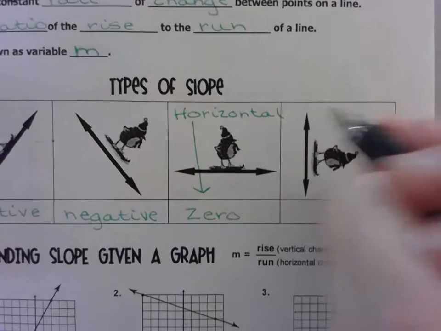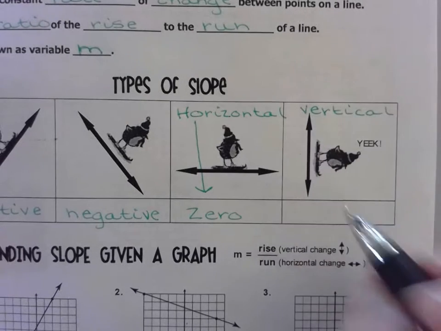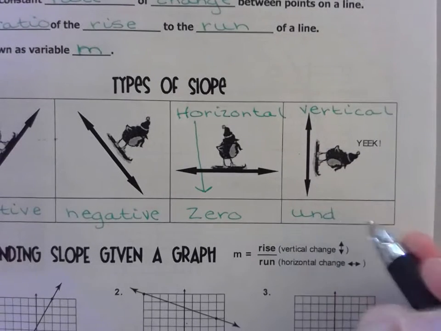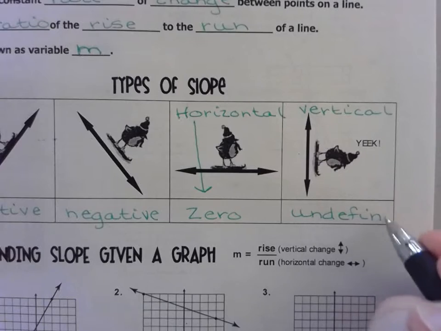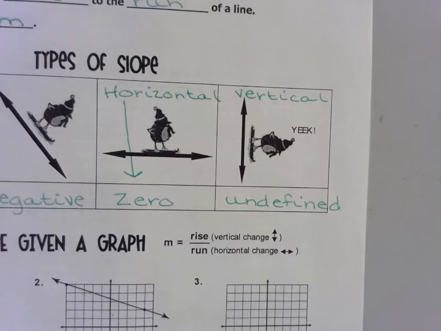The next one is a vertical line, and a vertical line has an undefined slope. The way I remember that is the V in vertical kind of looks like the U in undefined. It's right next to each other in the alphabet. So vertical and undefined look similar. Yep, they're right next to each other. So a vertical line has an undefined slope.